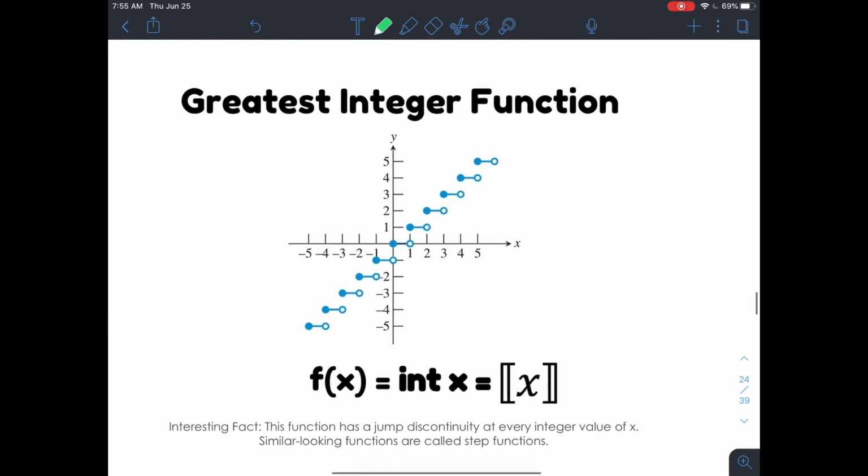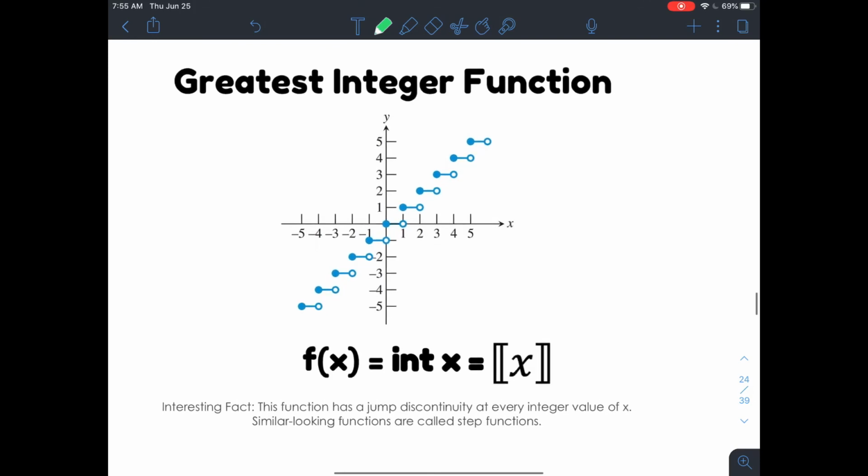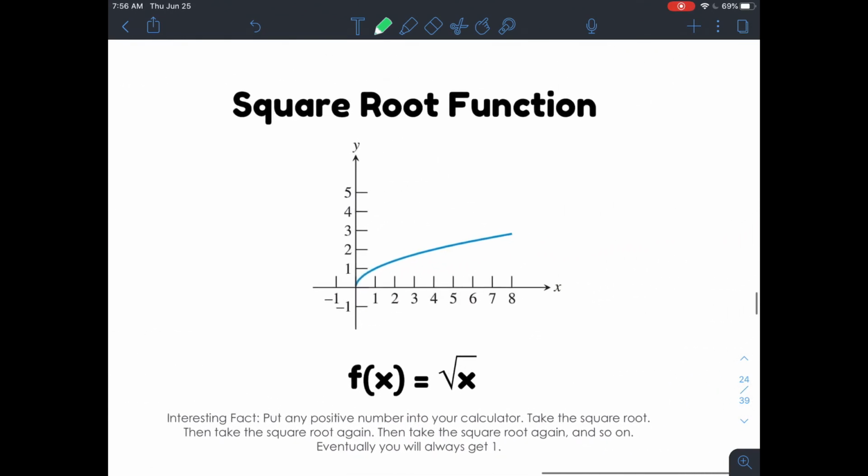Greatest integer function is crazy looking. You've probably never seen it before, but it's got some fancy notation, makes a lot of steps. You can kind of think of it as like a round down function. So like if you do 1.99 in your greatest integer function, you'll get 1. If you do 1.5, you'll get 1. If you do like 2.1, you'll get 2. So it's the biggest whole number smaller than whatever you're plugging in. Square root only goes in one direction because you can't do square roots of negative numbers and get real values.